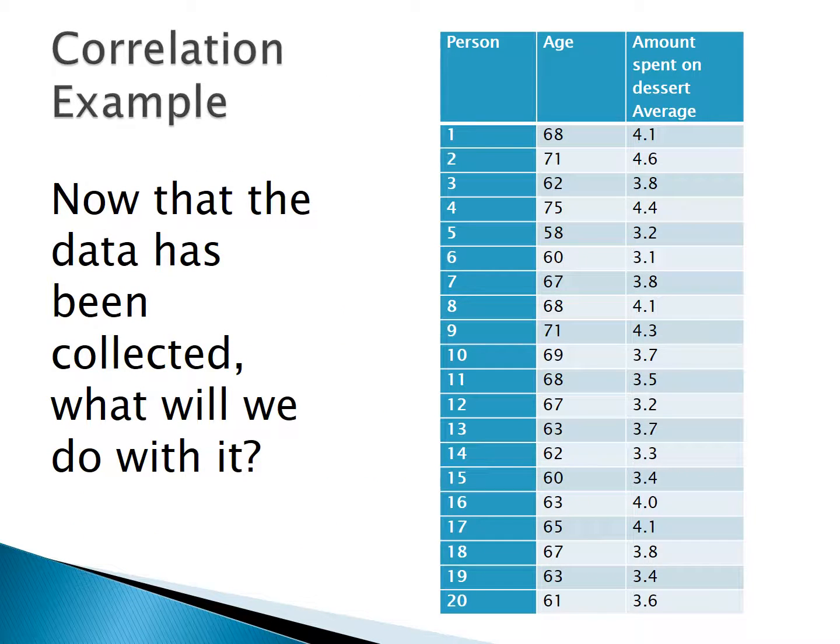So for example, here we have the first person aged 68, and on average over the 10 visits they spent €4.10 per dessert. The second person was 71 and they spent on average €4.60. The third person, etc. So we've got a variety of ages here. There were 20 respondents that you can see here, and here is the age and the amount that they spent on desserts in euros as an average over the 10 visits.